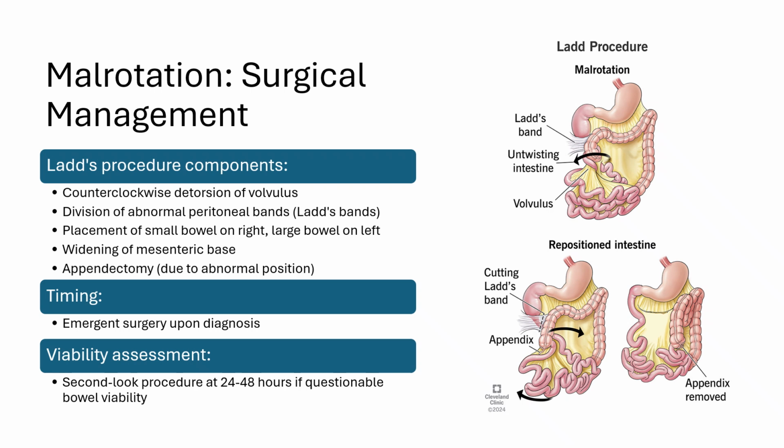Viability assessment presents one of the most challenging aspects of the procedure. When bowel viability appears questionable, the surgeon must decide between immediate resection and a second-look approach. The planned second-look procedure at 24 to 48 hours allows potentially viable bowel to declare itself after adequate resuscitation and reperfusion, potentially saving bowel length that might otherwise be unnecessarily sacrificed.